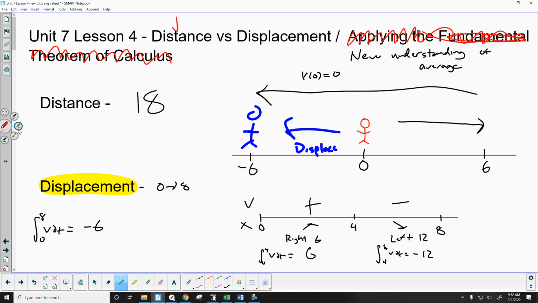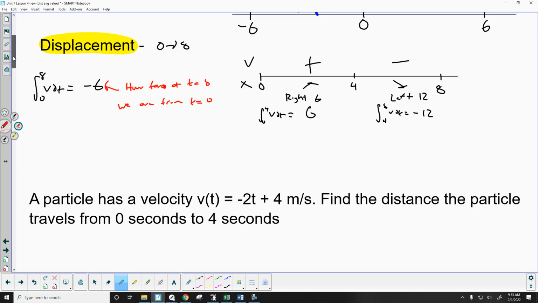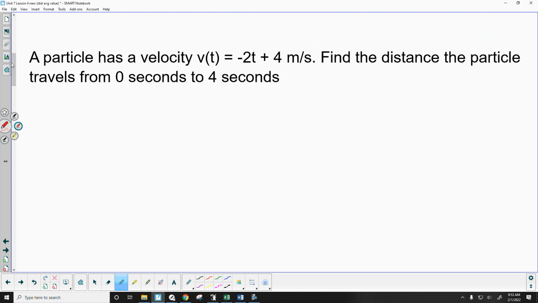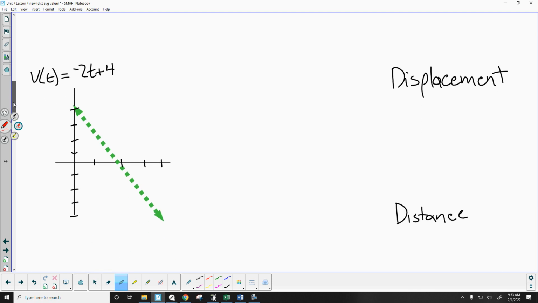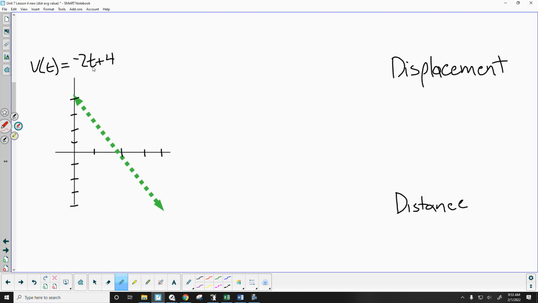Displacement is how far we are versus where we started. It's not how much we travel. It's how far at t equals 8 we are from t equals 0. Okay, and now the process that you guys did to get this distance of 18 was the following, and I'm going to give you just a quick example with a graph of it. Here's my velocity, and this is going to be an easy way to do it. My velocity is negative 2t plus 4. I'm talking about the displacement from 0 to 4 seconds, and the distance from 0 to 4 seconds.